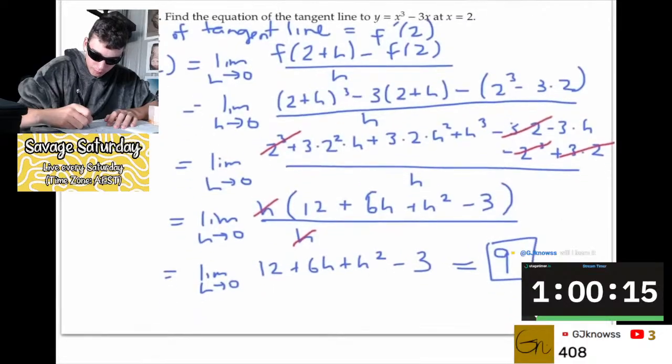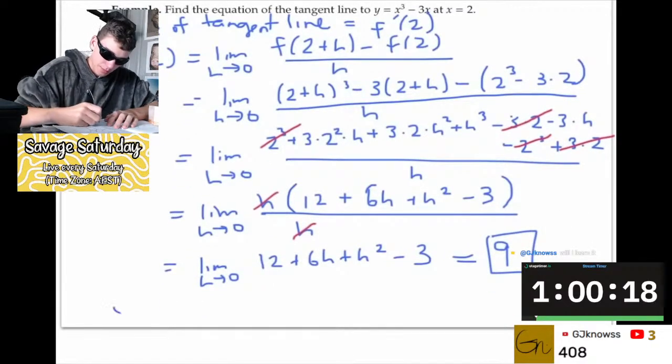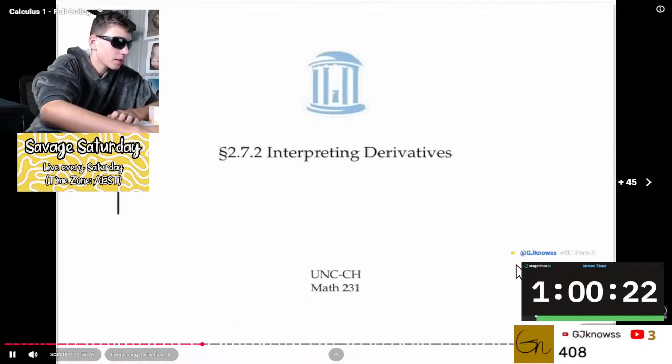Now, I'm not quite done. I still need to find the equation of the tangent line. I just know that its slope is 9. So the equation of the tangent line, the equation of any line, is something like y equals mx plus b, and here m is 9.